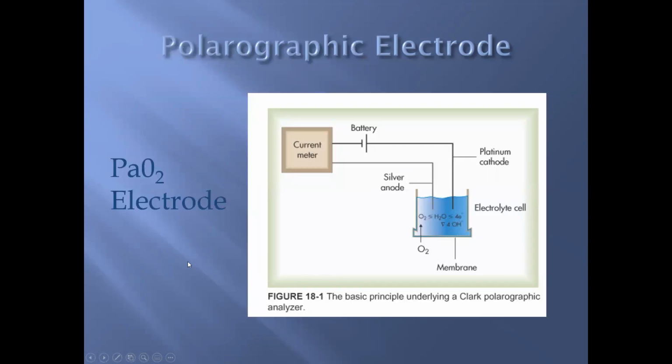The oxygen electrode is called the polarographic electrode. And the way that it works is oxygen molecules will dissolve in a liquid, and that'll cause electricity to flow.